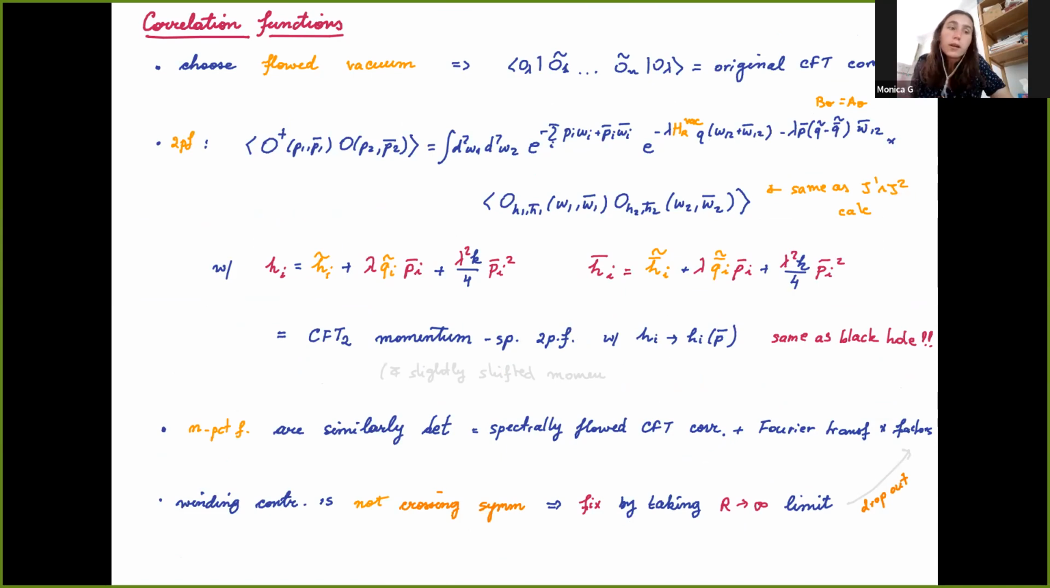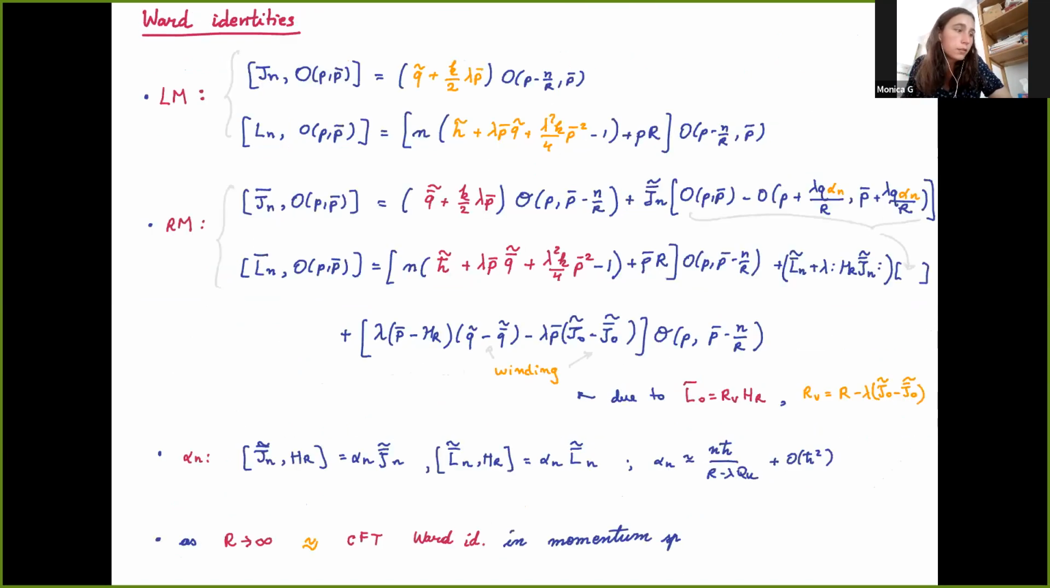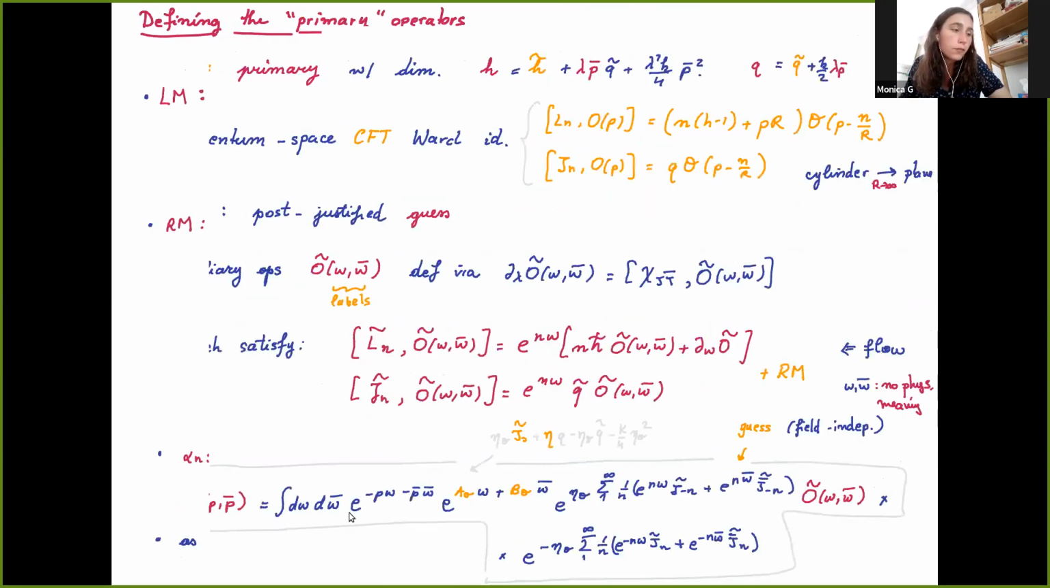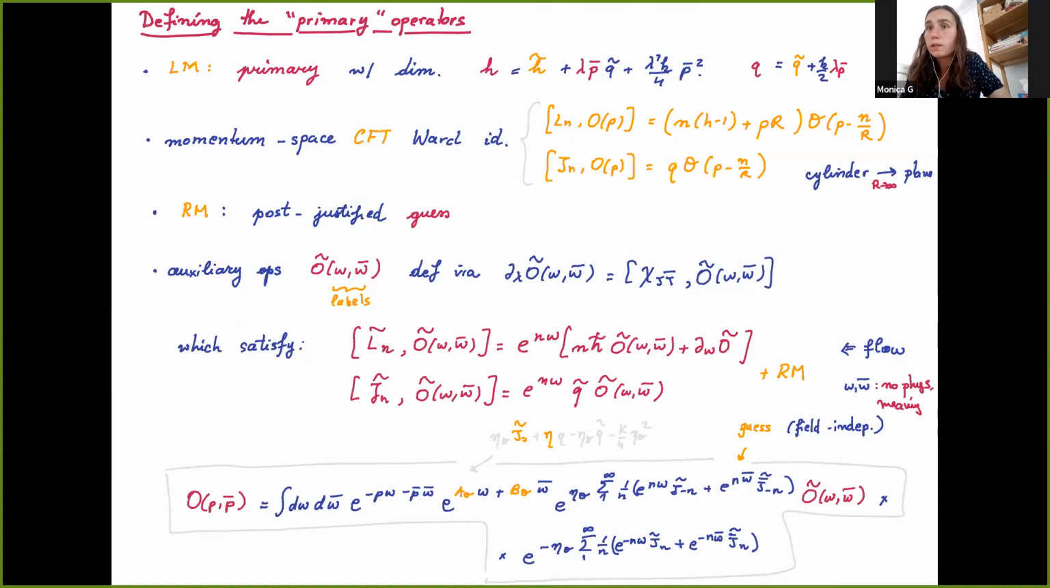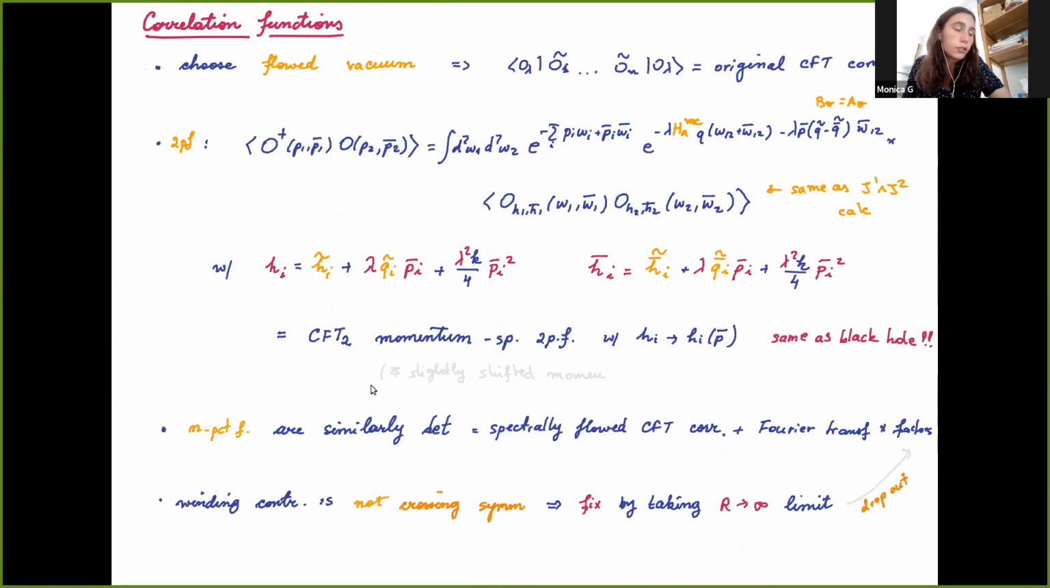Okay, so this is it. The claim is that there is some notion of analogues of primary operators in these theories that are defined in momentum space, because this is the only thing that I can make sense of so far. They have correlation functions that are completely fixed by those of the original CFT, and they look like the correlators of the original CFT with these shifts in conformal dimensions.